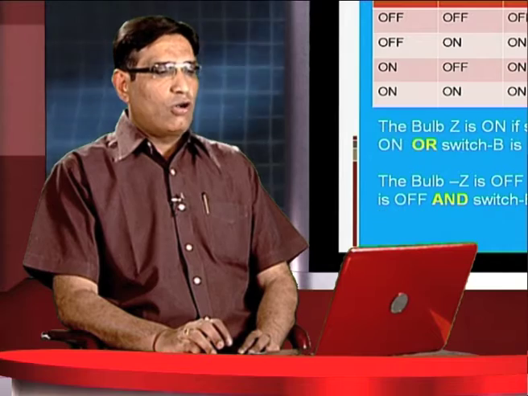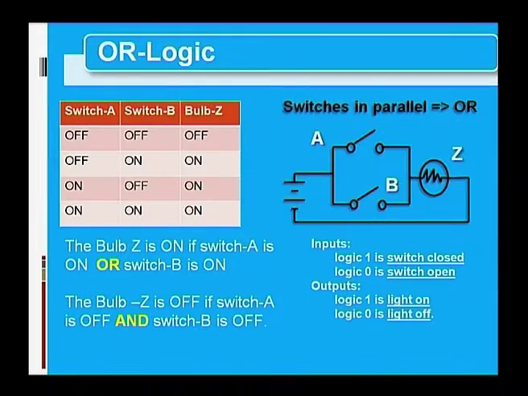Let us move to OR logic. In OR logic, we say that the circuit is described in the form of parallel switches. That means here we say if any one of the switches is on, the bulb will glow. Let us understand by the truth table. We say that if switch A is off and switch B is off, the bulb Z is off. But if switch A is off and switch B is on, that means the circuit will get a path from this side, and the bulb will be on. Again, if switch A is on and B is off, then the circuit will complete through this path, and the bulb will glow.